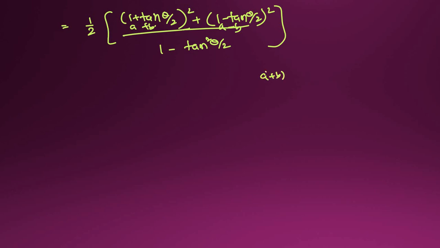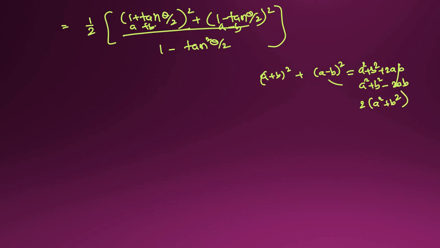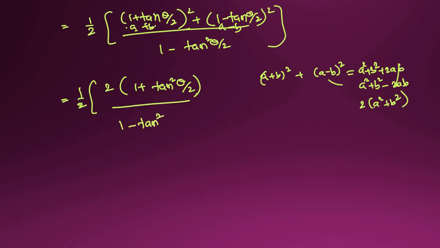So here a plus b whole square plus a minus b whole square. So it will become a square plus b square plus 2ab, and here a square plus b square minus 2ab will come here. So this will get cancelled. So 2 into a square plus b square will come. So here this is the same 1 by 2 into 2 into a square, means 1 square, 1 will come here, and b square means tan square theta by 2 will come here, divided by 1 minus tan square theta by 2. The 2s will get cancelled.